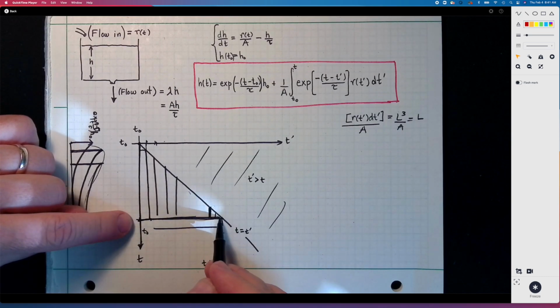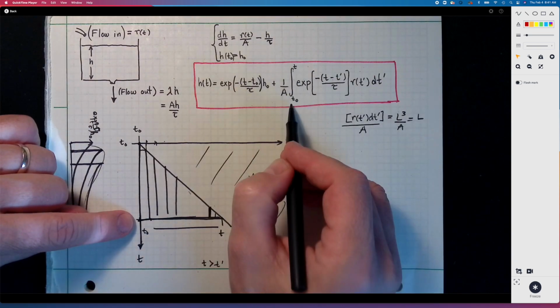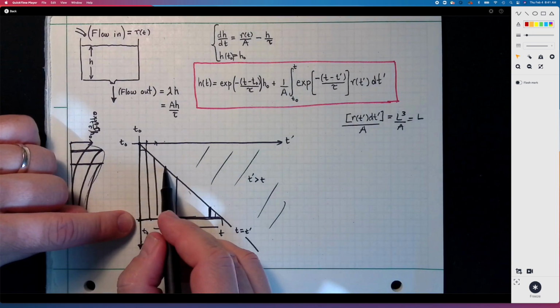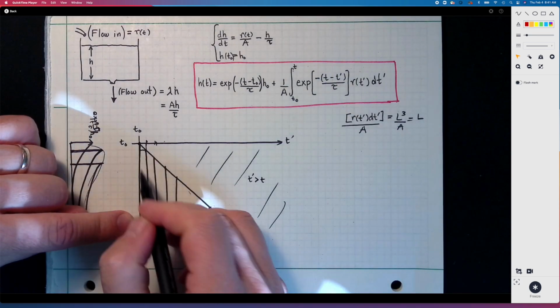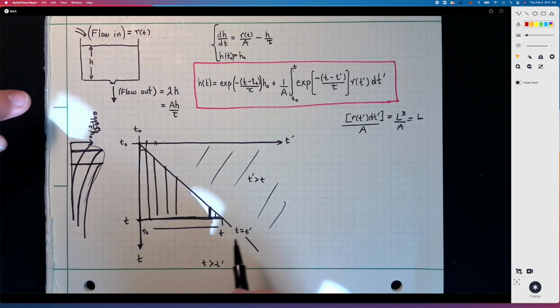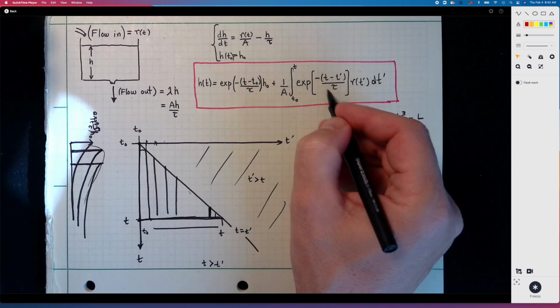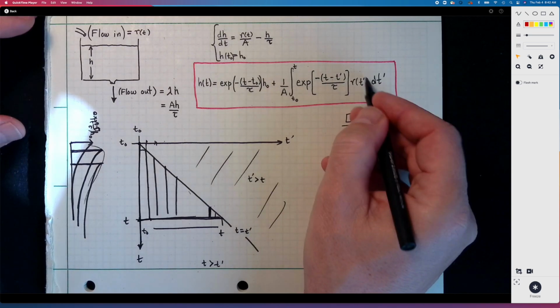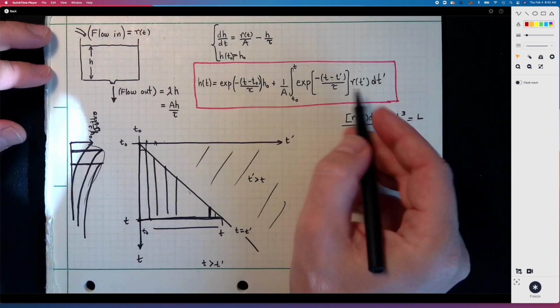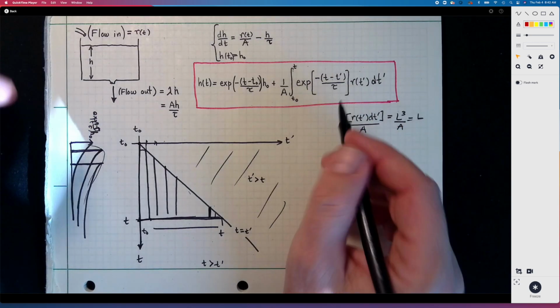And the further back in time we go, further away from t, the more the influence of the input has decayed. Eventually we forget the total influence of sources of water into the tank if they're sufficiently far back in time.